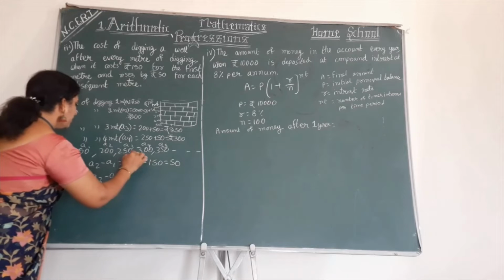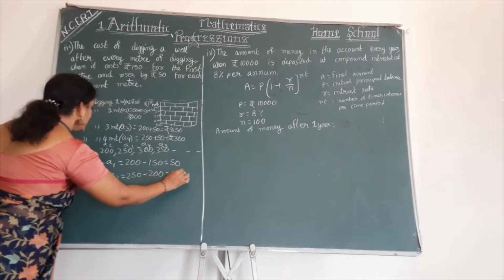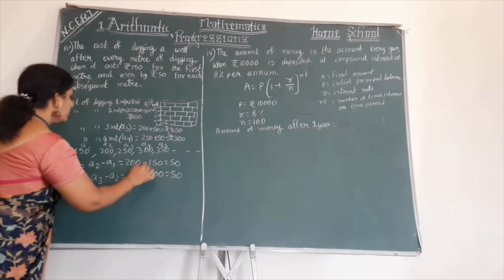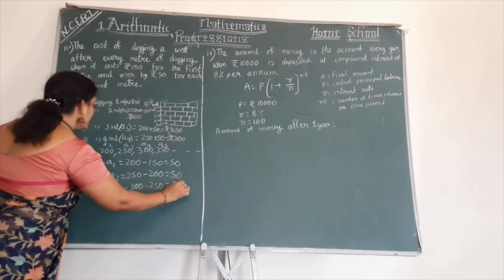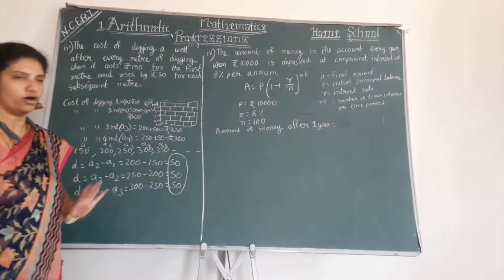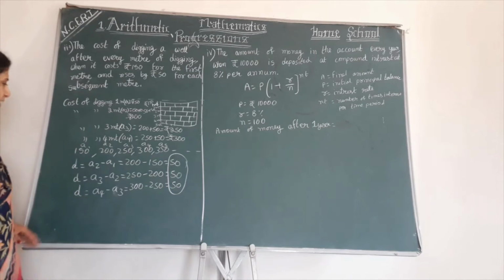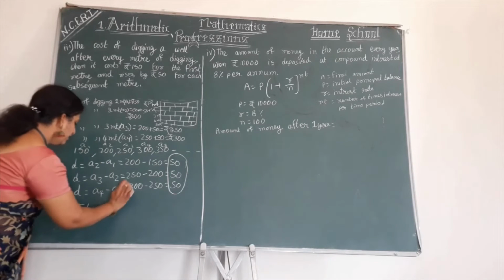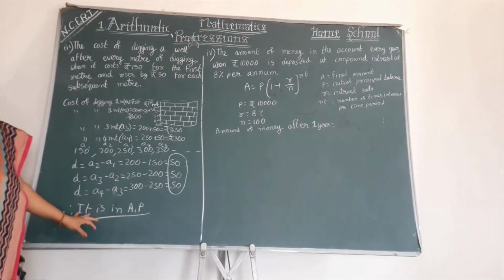How much here? What is your A3? 250 minus 200. That is equal to 50. One more D. If you want, you can go on doing like this. What's your A4? 300 minus 250. See here, look over here. All the answers what you get in your common difference is constant. If you get constant, therefore the sequence is in AP. Therefore what you can write? Therefore it is in arithmetic progression or it is in AP.